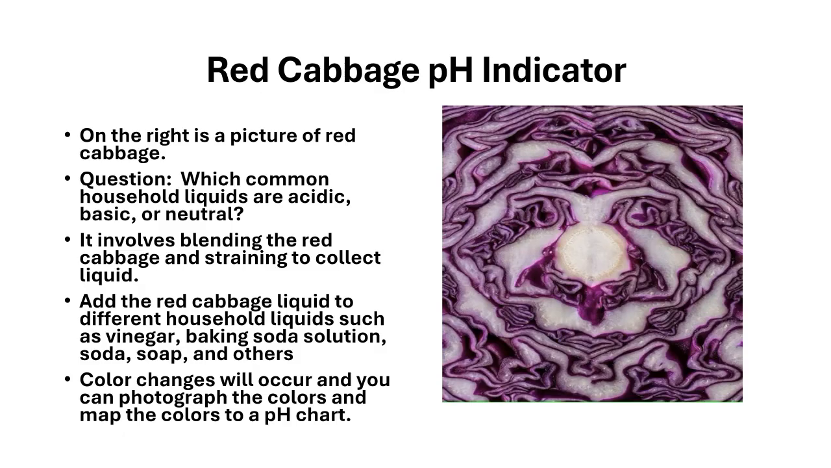The colors can be matched up, and it can be determined if the pH measured using the red cabbage pH indicator accurately reflects the actual pH of the liquid. This can be done by comparing the photographs to a litmus paper dipped in each of the solutions.